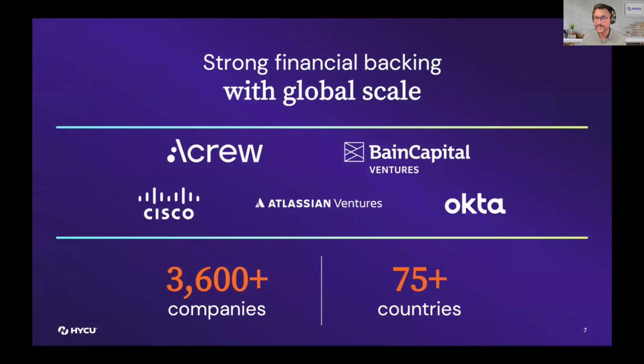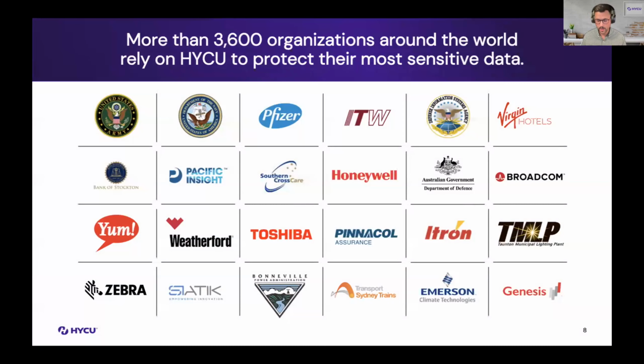We have over 3,600 customers in over 75 countries. One of the favorite things to talk about HYCU is our NPS. We have an NPS of 91, and we are trusted by some of the most critical workloads in the world, from federal organizations to major commercial organizations like Pfizer, Honeywell, Toshiba, you name it. This is something that people have trusted both on-prem, in cloud, and in SaaS. We are here to protect the crown jewels of the environment.